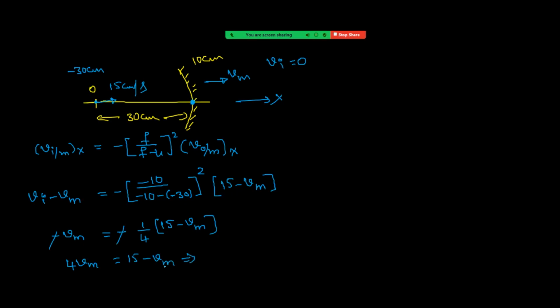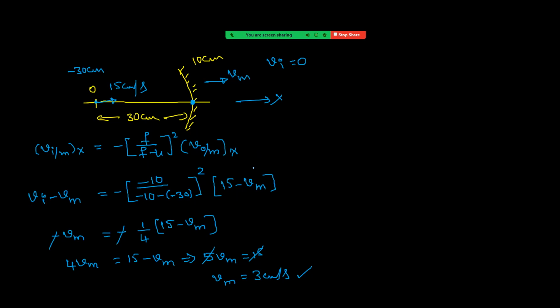Now taking this one to here, 5 Vm equals 15. That means velocity of mirror is 3 centimeter per second. So we just wrote down the given condition, that is velocity of image is 0, which we have taken here. And this relation we already learned in earlier lectures, right? And the remaining is just calculation part.